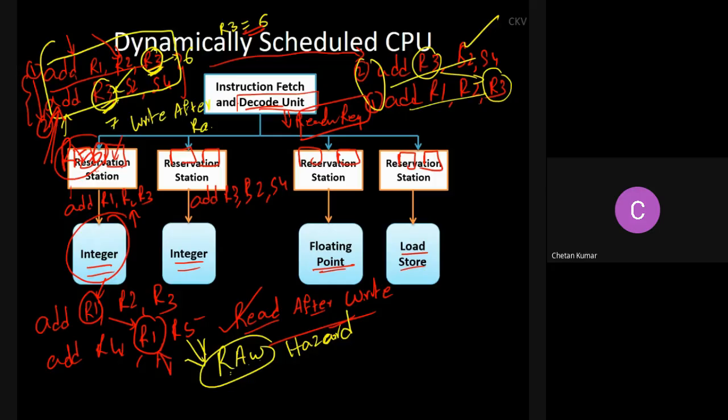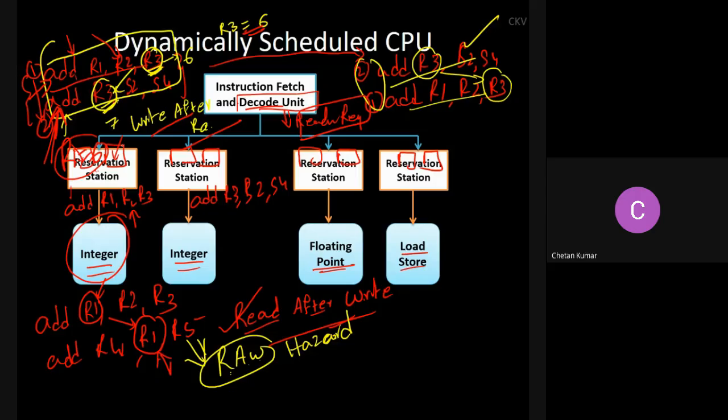Now, once the value of R3 is put here, the second instruction need not wait, because the R3 value is already stored somewhere. Even though your R3 value changes now, it will not cause a problem, because the R3 value is kept in the reservation station. This instruction need not wait till the completion of the first instruction. That's where your reservation stations will help you to avoid the write after read hazard. So this is basically called a write after read hazard.